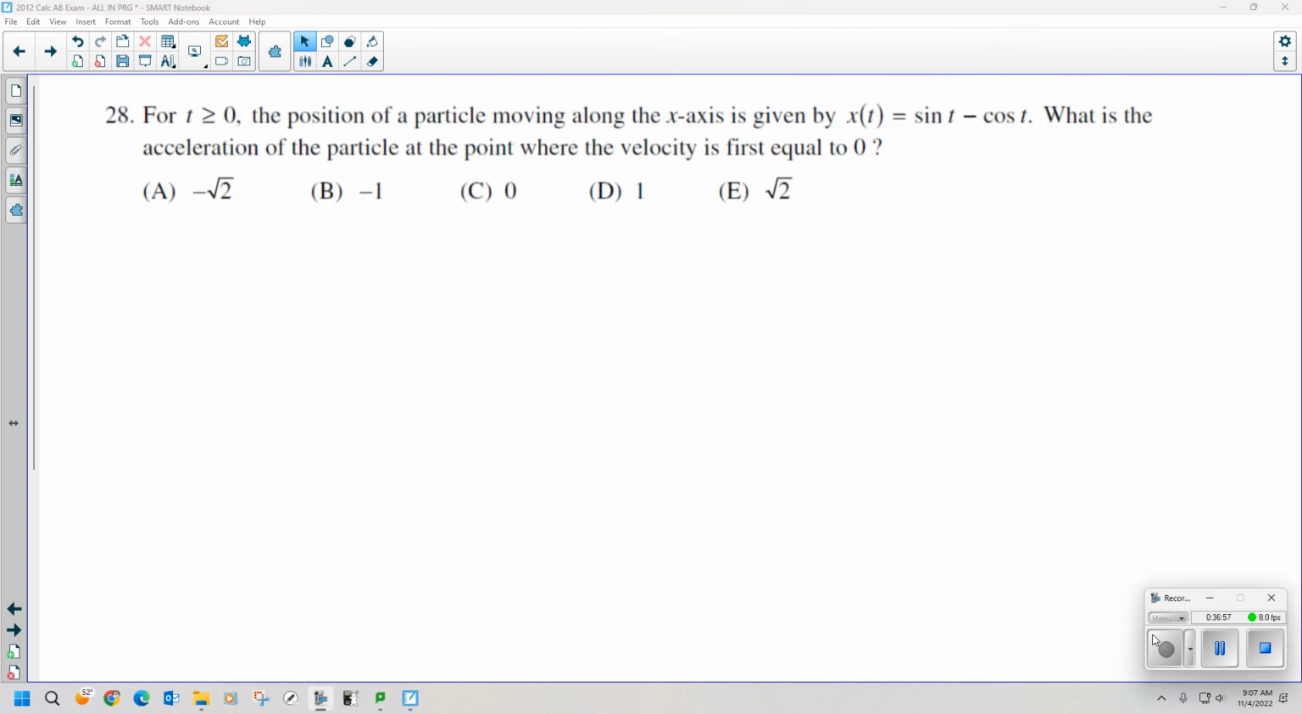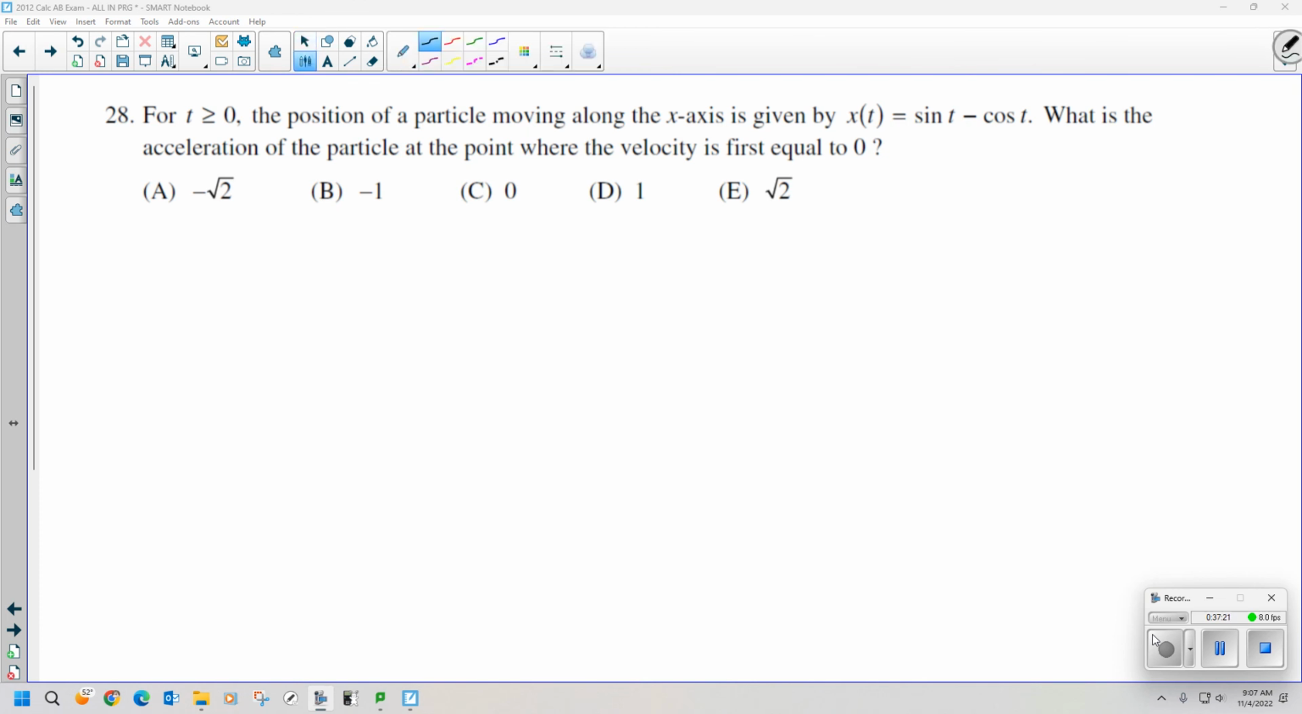I can't believe we're on the last one already. 28. For t being greater than or equal to 0, the position of a particle moving along the x-axis is given by x of t equals sine of t minus cosine of t. What is the acceleration of the particle at the point where velocity is first equal to 0?